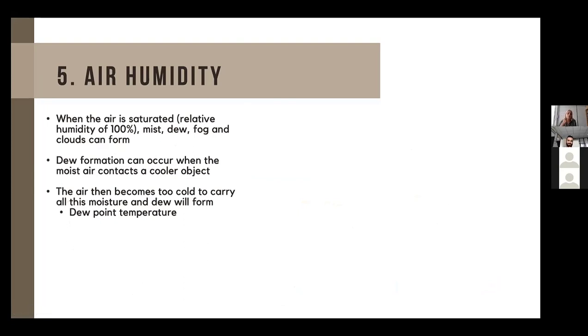So as I said before, when the air is saturated, so this means a relative humidity of 100%, mist, dew, and fog and clouds can form. So for example, dew will form when the moist air contacts a cooler object. So then the air becomes too cold to carry the moisture, and then dew will form. And the temperature point at which this happens is called the dew point temperature.